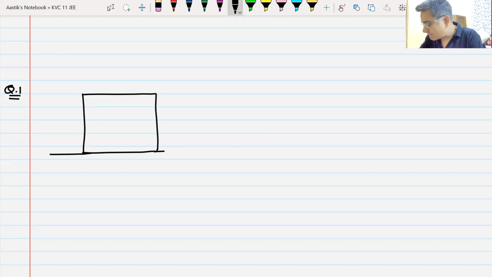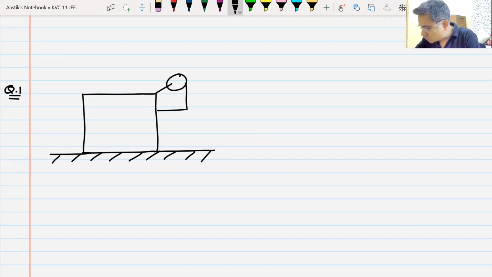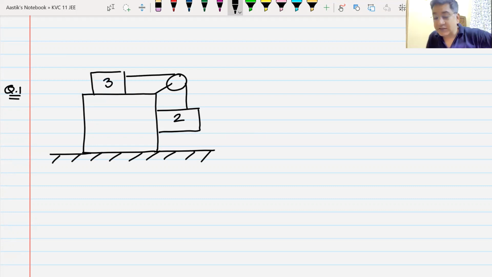This block can move with respect to the ground. Now on this block, I have got 2 blocks with a pulley. This is a 2 kg block and this is a 3 kg block. I must remember that friction is absent here. Now, if there is no friction, what is going to happen to the system? There is no friction anywhere. As soon as I leave it, what will happen?